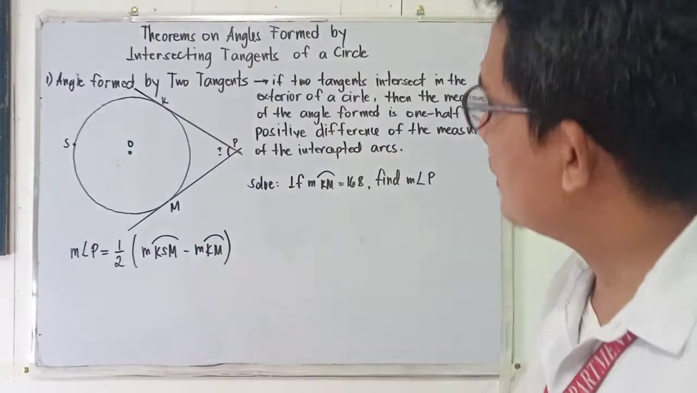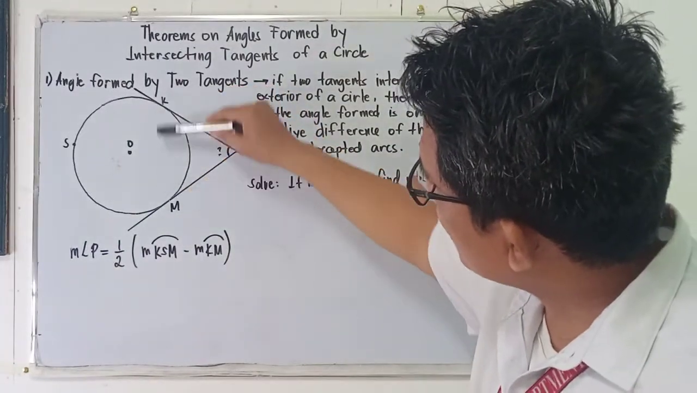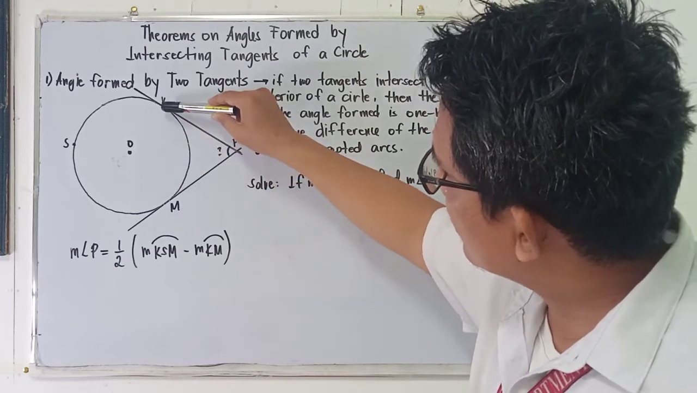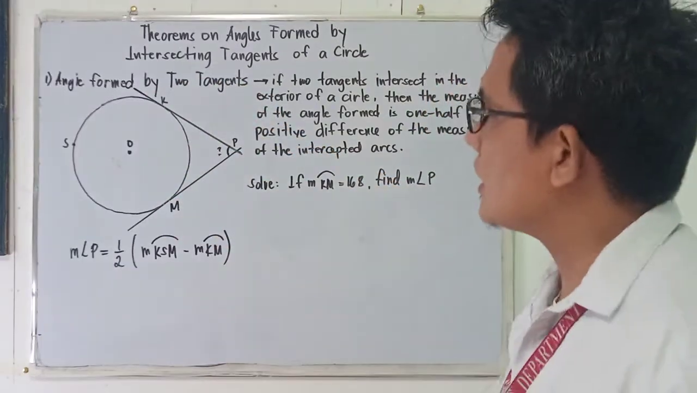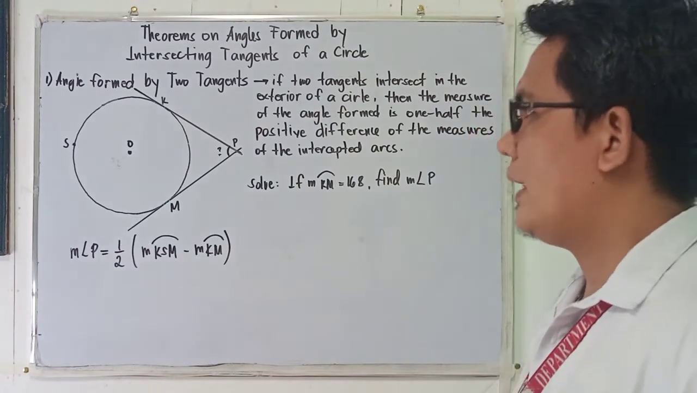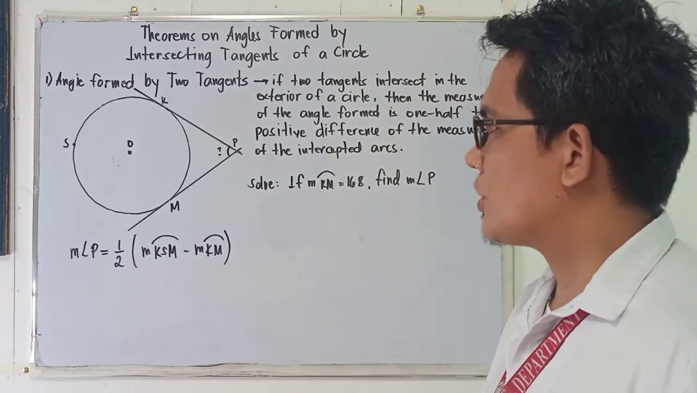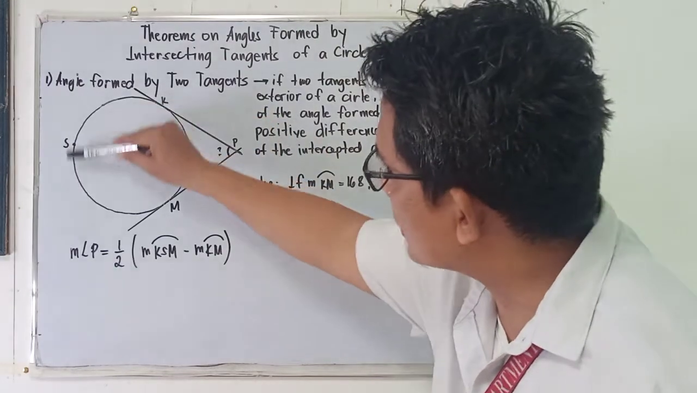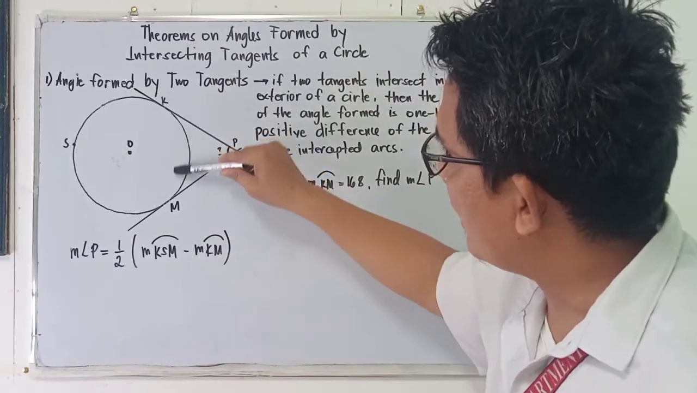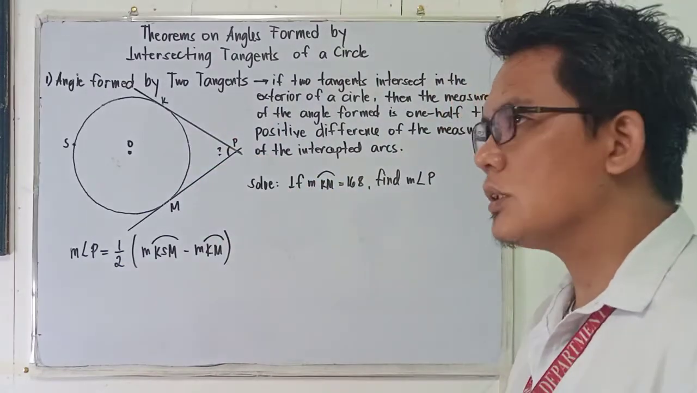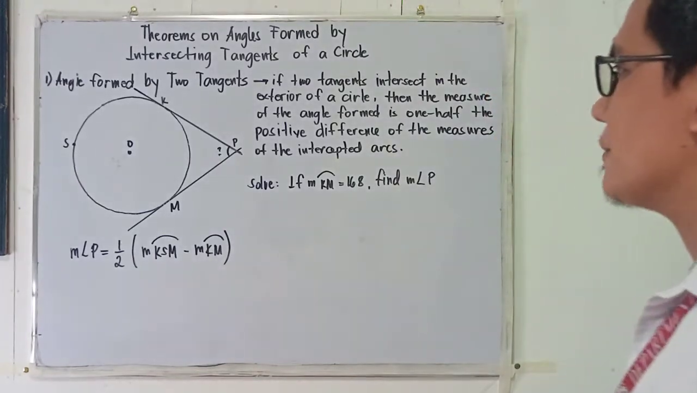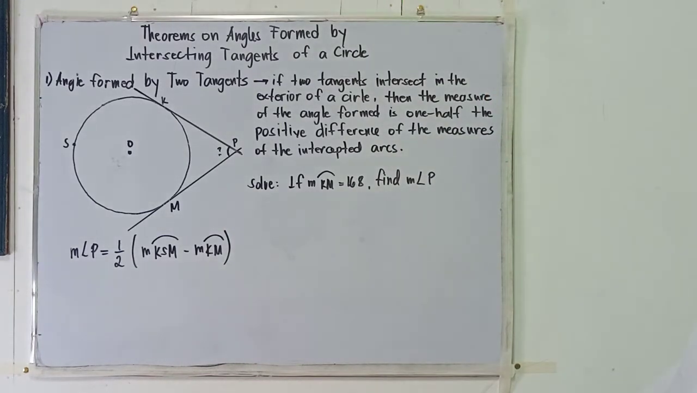We can see here that the points of intersection of these two tangent lines divide the circle into two arcs, one of which is a major arc and the other a minor arc. So this is our major arc and this is our minor arc. If we add the two arcs, they sum up to 360 degrees. So how are we going to solve for the angle formed by the two tangent lines?